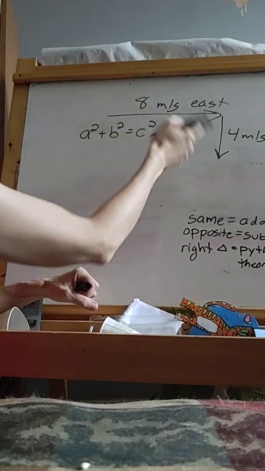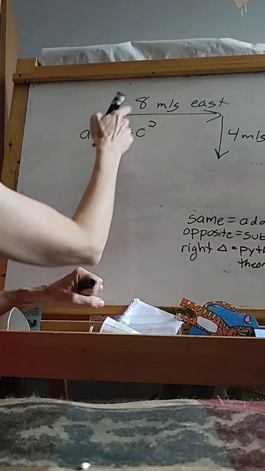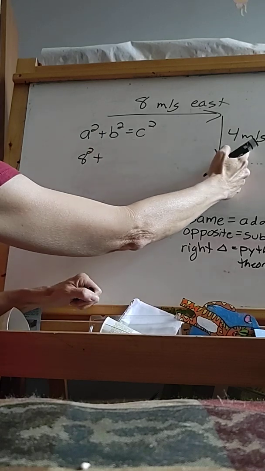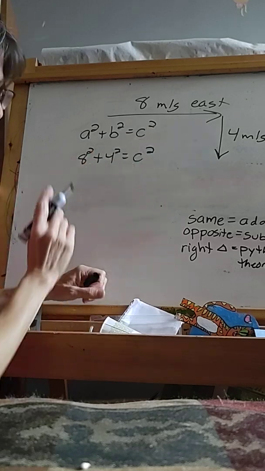I'm just going to pick one of these. It doesn't matter which one you pick. I'm going to pick the 8 because I feel like it. And I'm going to call that a. So I'm going to say that's 8 squared. Plus, I'm going to call this one b. 4 squared equals c squared.